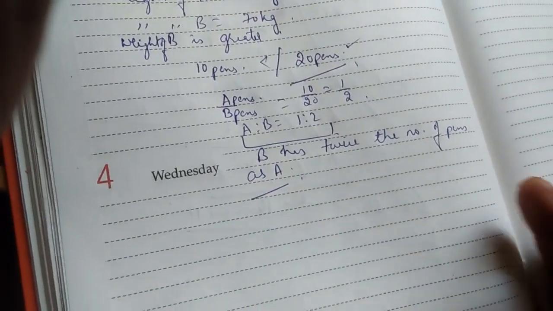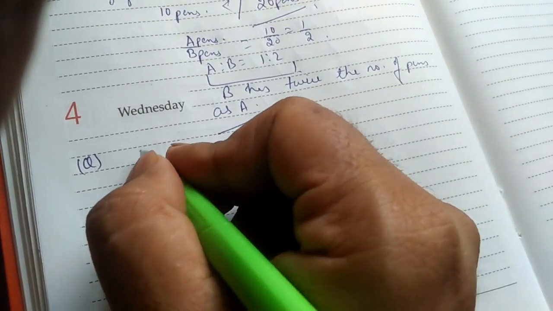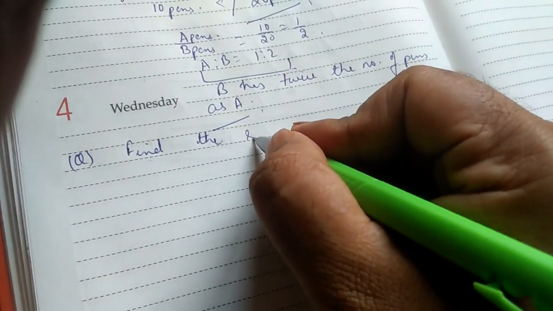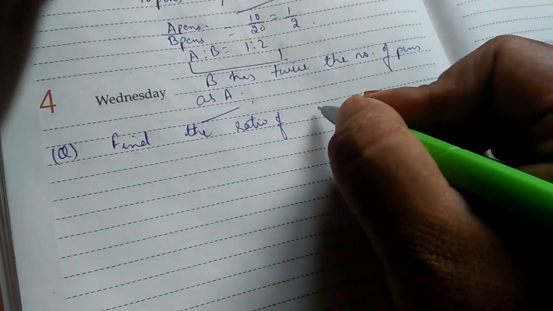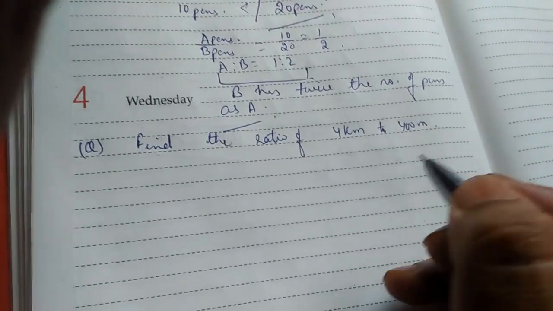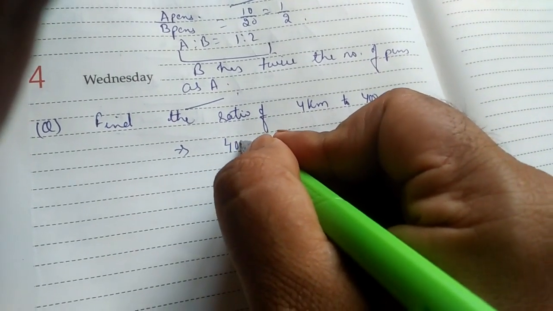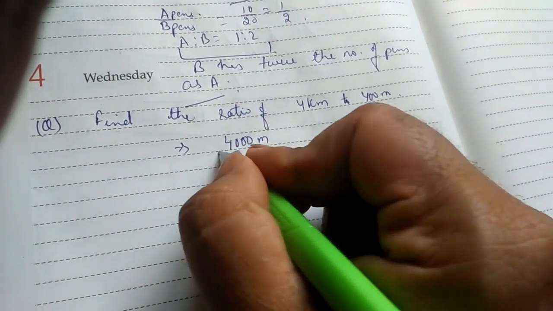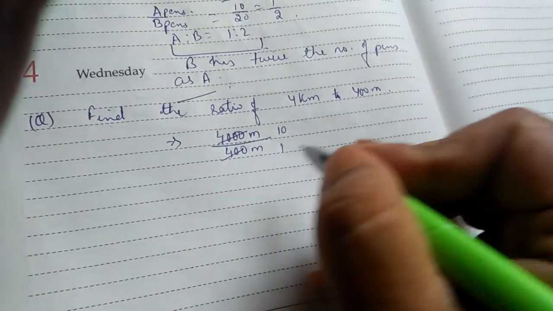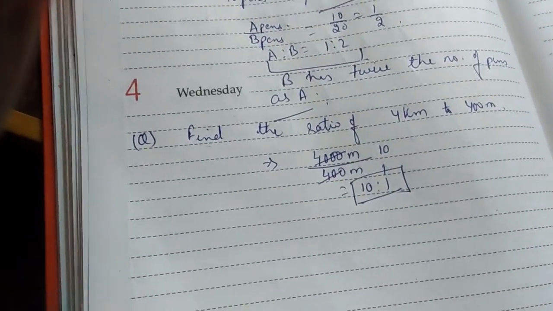Okay. So let's discuss a question on the basis of this. Find the ratio of 4 kilometers to 400 meters. Alright. So 4 kilometers is 4,000 meters. 400 meters is 400 meters. 10 by 1. So 10 is to 1 is the ratio. Alright. This is simple enough.